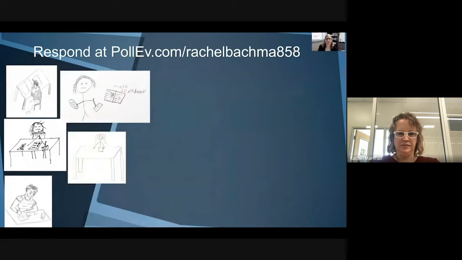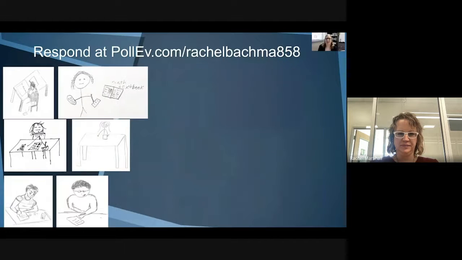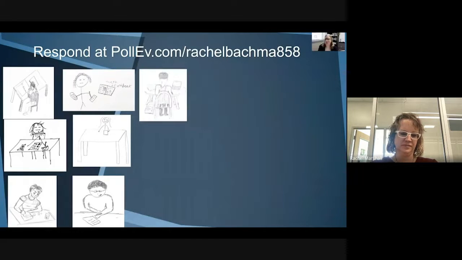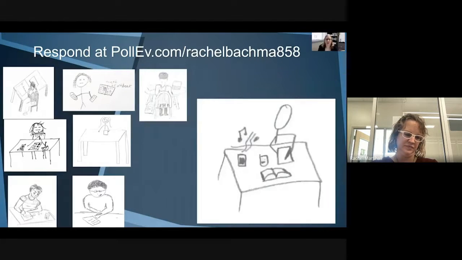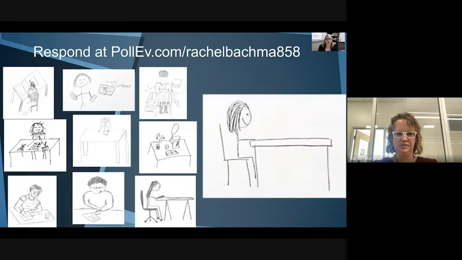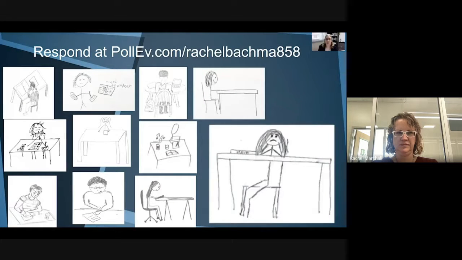What are some common themes that you're seeing? What's the big message that the student is trying to convey? So again, this is the prompt that says, what comes to mind when you think of mathematics? You can submit those one or two words. You can submit as many as you like. Whatever comes to your mind. What do these pictures elicit for you about what students believe math is?